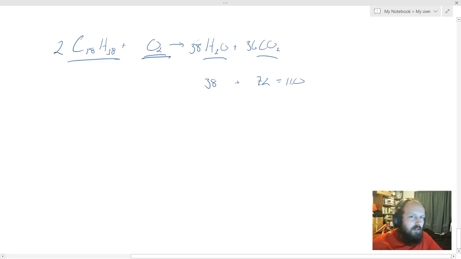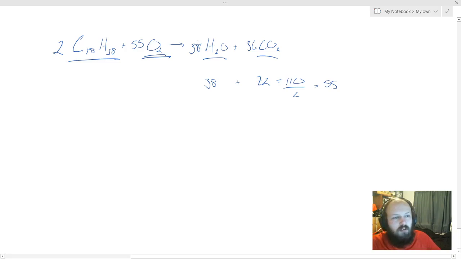And then this 2, I need to have something times 2 to give me 110 oxygens that I have on the right, so I need the same value on the left. So if I divide this by 2, I get 55, and that is the value that I need in front there. And this can't be reduced.